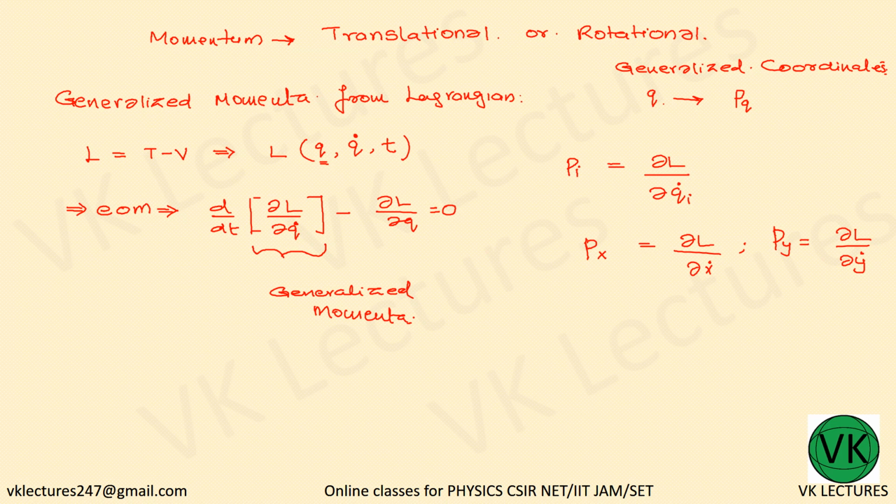And similarly, in the case of polar coordinates, if you need to write p theta, that is the rotational momentum, that is nothing but dou L by dou theta dot, and if it is radial, it is dou L by dou r dot, which will be equal to PR.